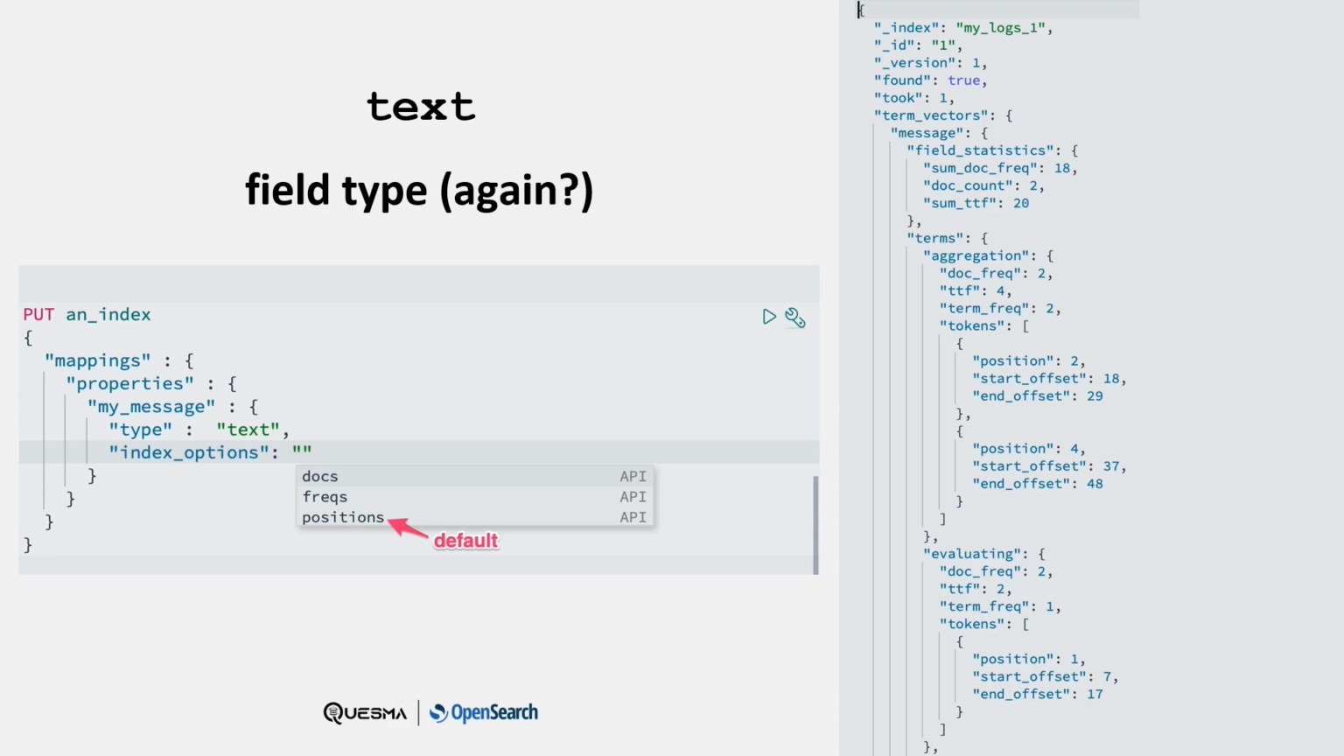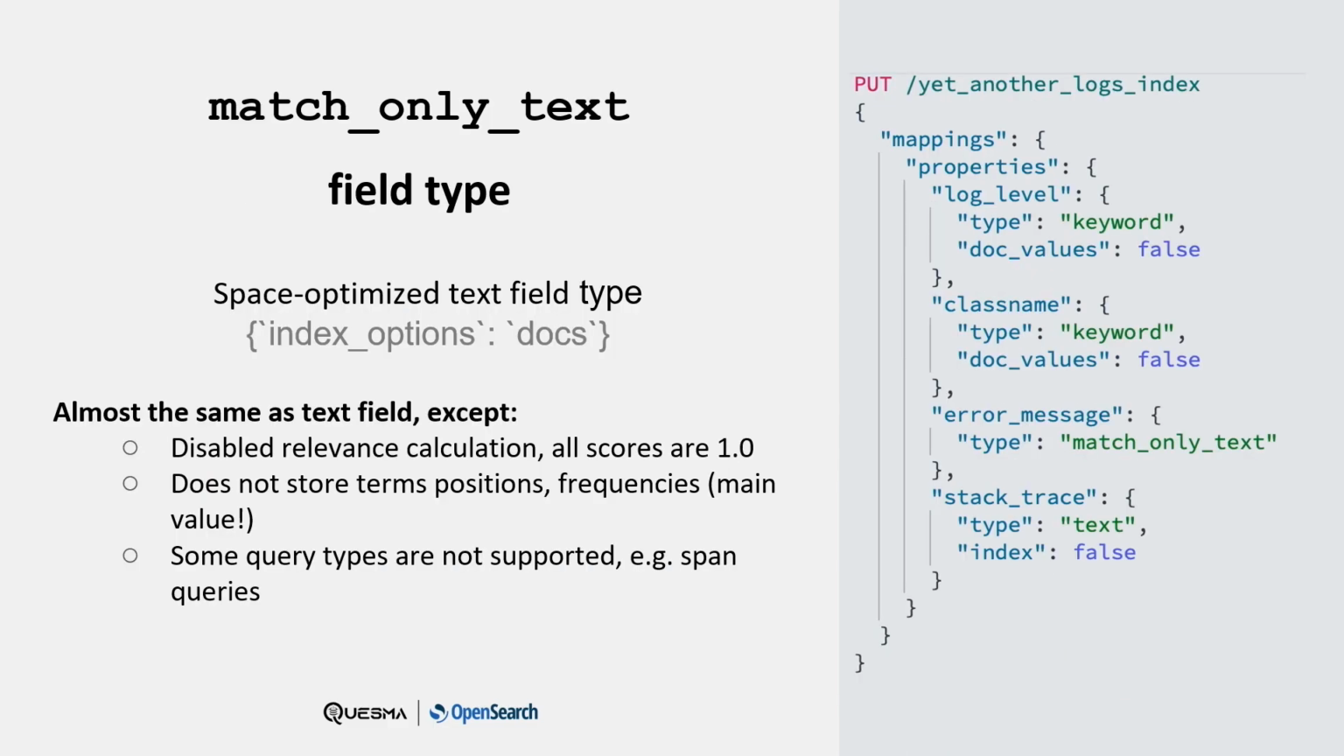And here, again, the term vectors API can show you that we not only have information about token frequency, but also where it starts and where it ends. So there are some queries that use that information. However, again, it's the most costly option storage-wise because we have to store that data. So there is another field type which is called match-only text, and this is a space-optimized text field type variant. You can think of it as a standard text field, but with the index options set to docs.